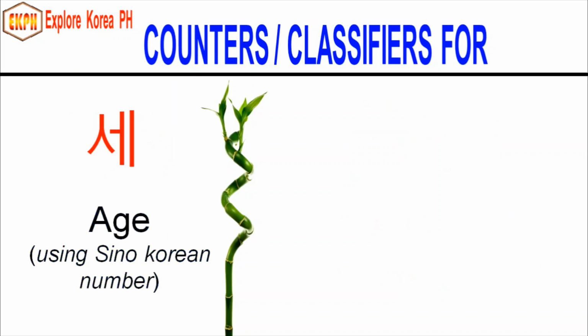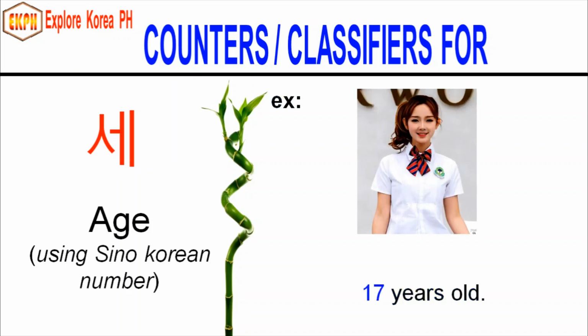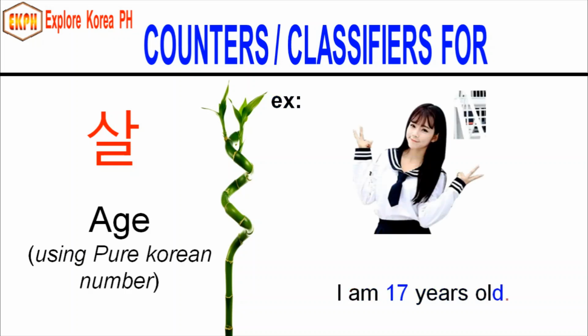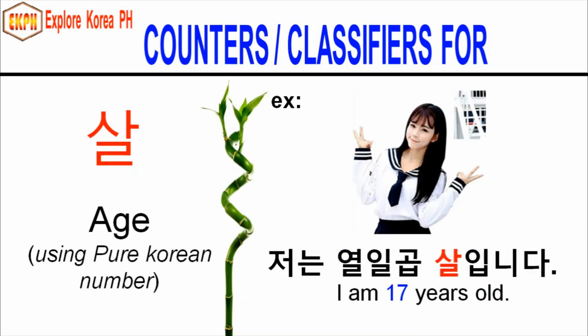Se for the age. Okay? Kung ang ginagamit mong number ay Sino-Korean number, okay? So, ang ginagamit na counter for age is se. 17 years old. 17세요. Okay? Kung halimbawa ang pure Korean number naman ang gamit mo, you have to use the counter sal. Most commonly used is sal. Okay, so I am 17 years old. 저는 17살입니다.